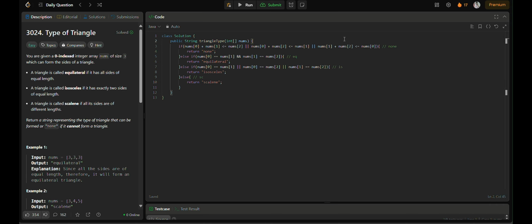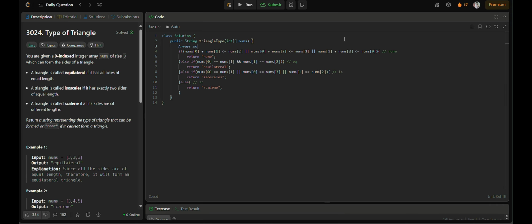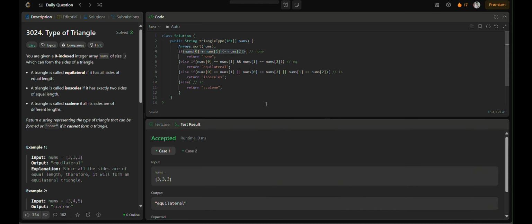Or else what we can do is sort the array, sort nums, and check for only one case, because if the sum of the two minimum numbers is greater than the maximum number in that particular triangle, then every other possibility will be satisfied. So if we run this, the test cases pass, and if we submit.